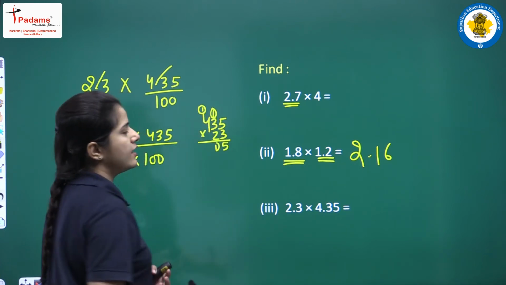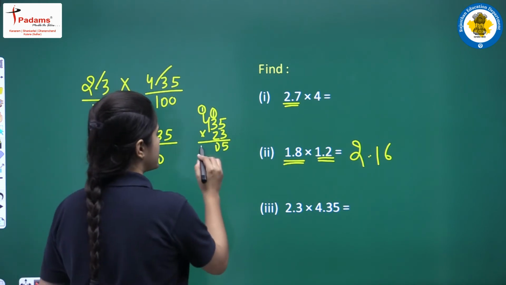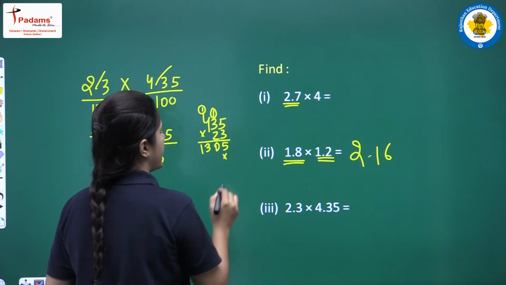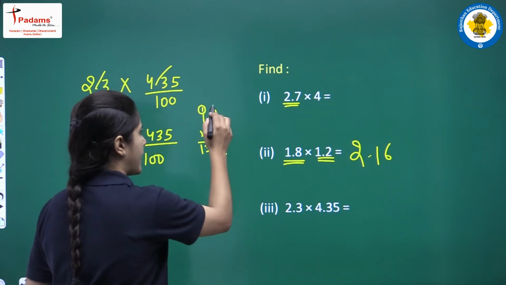1 is in the carry. 4 into 3 is equal to 12. 12 plus 1 is equal to 13. Okay, students. Now, 2 into 5 is equal to 10. 0, and 1 in the carry.